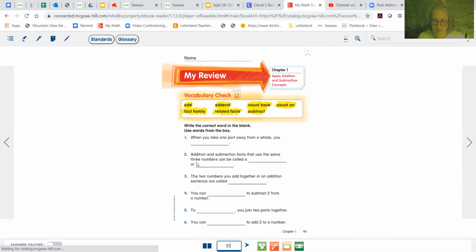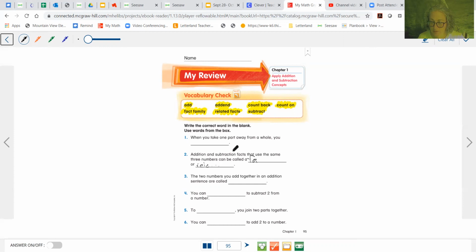Oh, look here at number 2. Same 3 numbers. Addition and subtraction facts that use the same 3 numbers are called a fact family or related facts. So you could be writing it. I'm not going to try to do that right now. It'll take me forever with this kind of pen. But and then you finish it out, or related facts. So I've kind of already given you the answer for 2 of this.